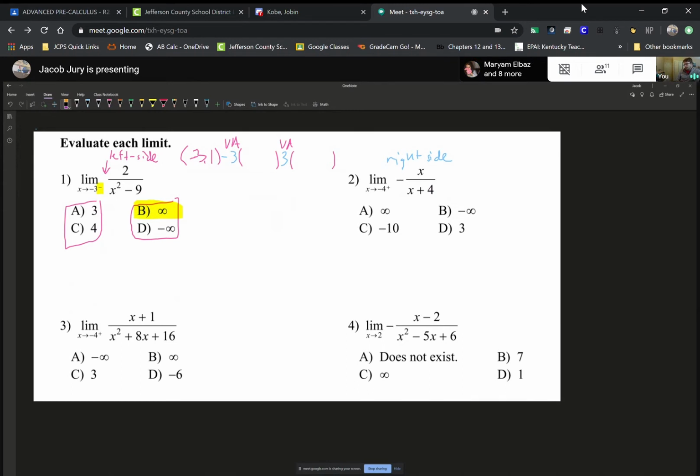So I'll give you all a couple minutes to try number 2 or 3 if you get there, and then I'll talk about the answer to 2 and 3.